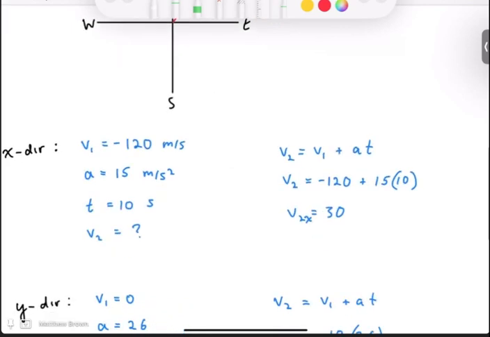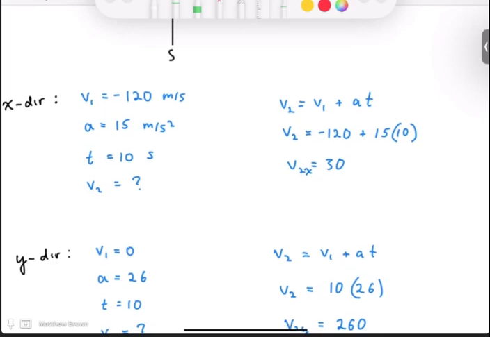Then I look at those big five equations. Which one is most useful right now? That's v2 equals v1 plus at. Substitute in those numbers: negative 120 for v1, 15 for the acceleration, 10 for the time. That works out to negative 120 plus 150, which is 30. I just stuck a little x here for the velocity to be very clear. This is the x component of v2. I didn't write it much before that because I'm being a bit lazy.